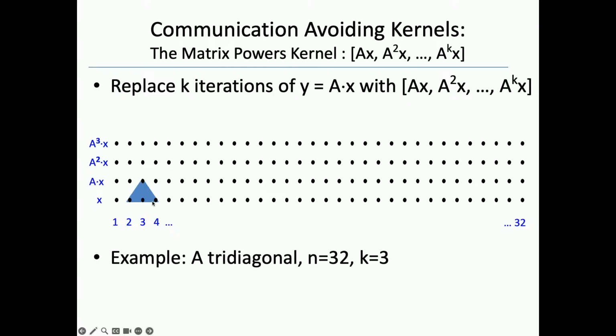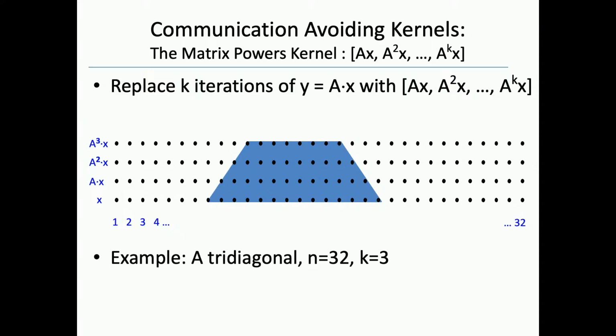And I'll just draw it that way to make it easy to draw. And of course, this dependency graph appears everywhere, so that entry of A cubed depends on those entries of A squared. And if I just keep expanding the dependency graph, eventually it depends on all those entries of X. And of course, I don't want just one entry of A cubed, I want a bunch of entries of A cubed. So that's sort of the dependency graph that I have to worry about.